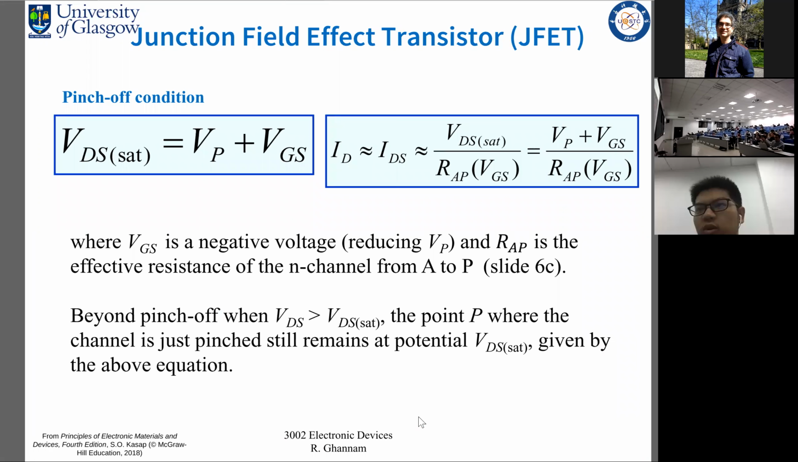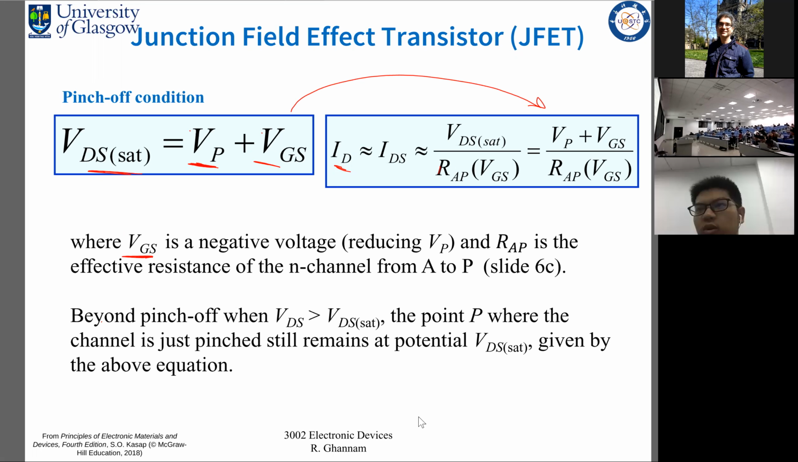So now some important mathematical expressions. First of all, VDS SAT is equal to the pinch-off voltage VP plus VGS. Also, the drain current is approximately equal to VDS SAT over the resistance between points A and P, the pinch-off point. So we know that VDS SAT is equal to VP plus VGS. If we do this replacement, then the drain current is equal to this expression. Remember that VGS is a negative voltage, right?